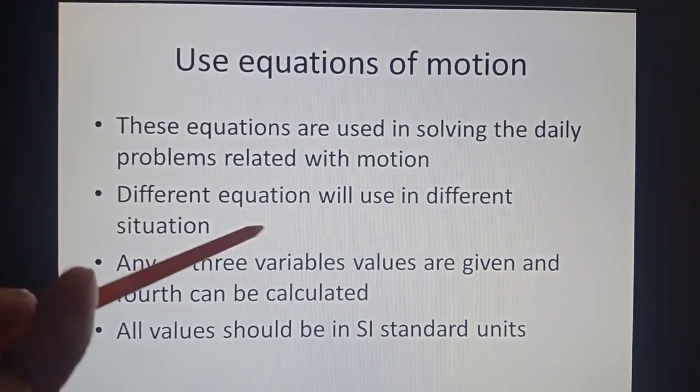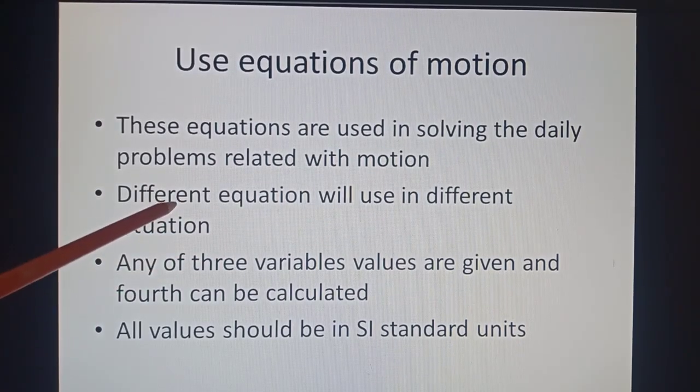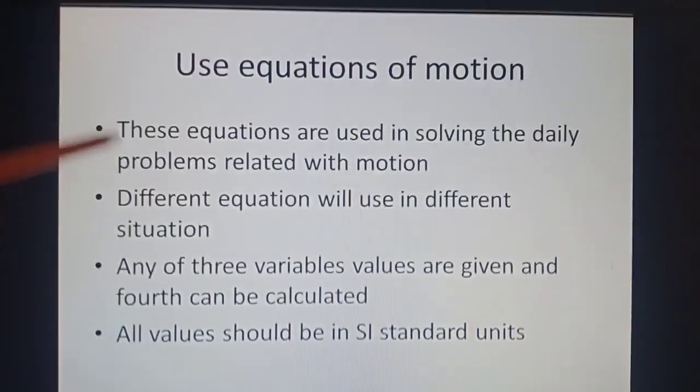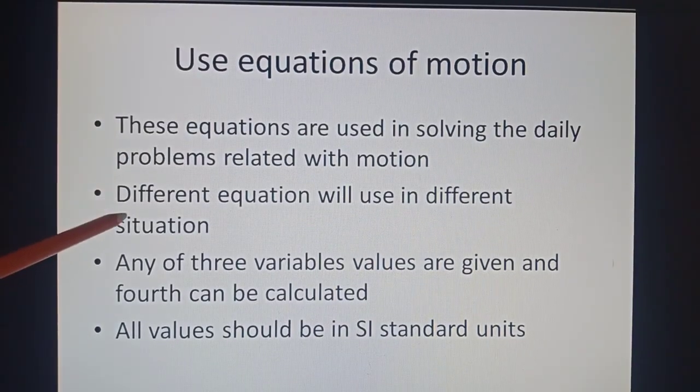These different equations will be used in different situations. It depends upon which values are given and which value is asked. So, you know, there are four variables in each of these equations. Out of these four variables, any three will be given and the fourth can be calculated by using any suitable equation of motion depending upon the situation, which quantities are given and which has to be found.